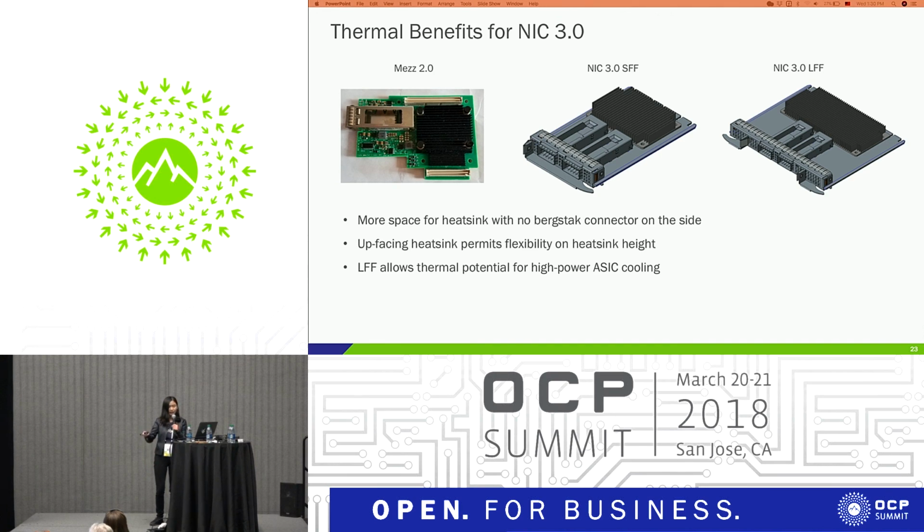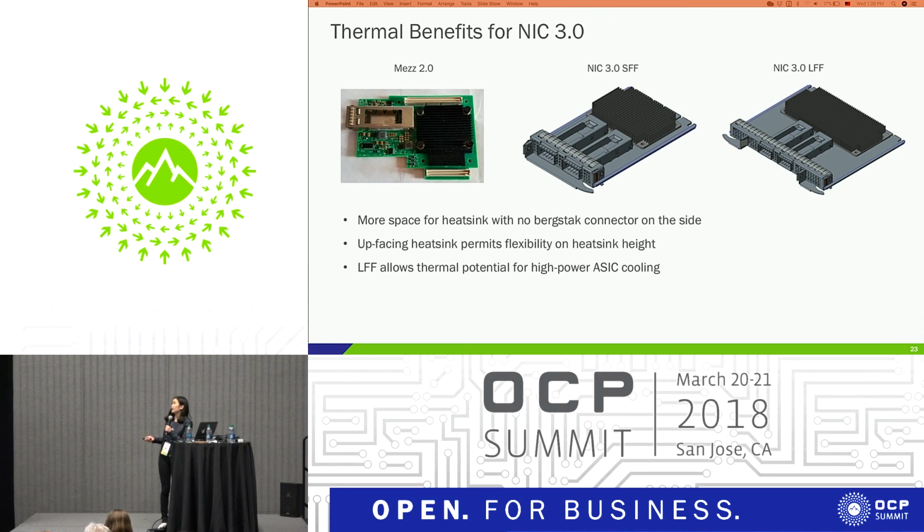By facing up the NIC, we have more flexibility of growing the heatsink even higher, to support even higher power ASIC. Also, for the large form factor, we adopt both options. The small form factor is a compact model, and we can use it in chassis which need less space. However, if we want smart NIC and higher power NIC, we can go to the large form factor. It gives us more space. We can grow the heatsink even bigger. So these are the 3 main benefits from a thermal perspective for the NIC 3.0.